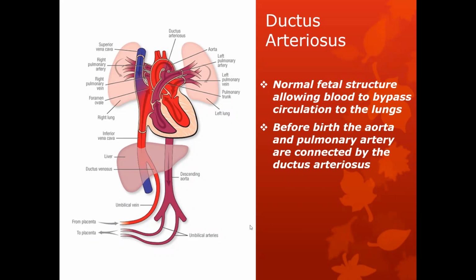So we're expecting that to close after birth when the pulmonary vessels dilate and become the path of least resistance. So now all the blood is flowing there. The blood doesn't necessarily want to flow through the ductus arteriosus. So what two vessels does the ductus arteriosus connect? Very good. Pulmonary artery and aorta.